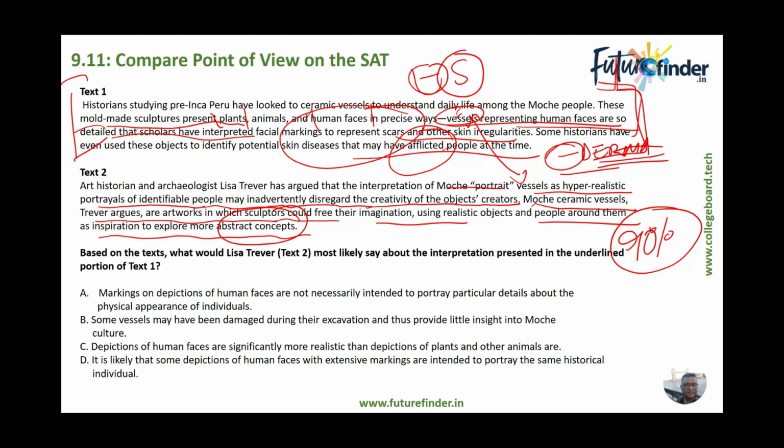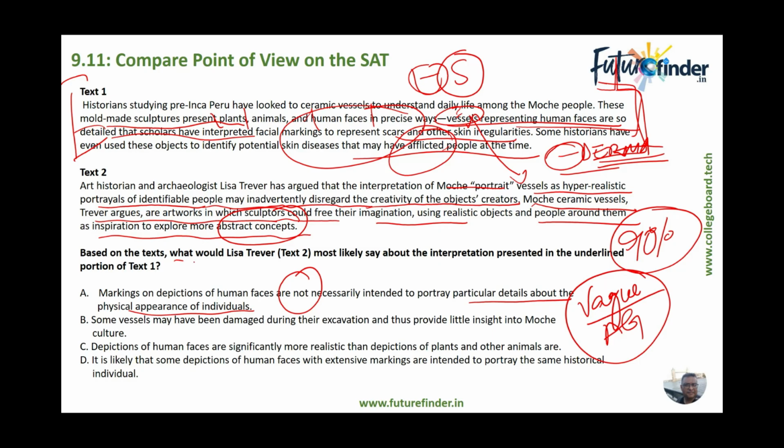So let's look at some things that we might have which are probably agreement or which are absolutely vague, right? So either absolutely vague or agreements is what we are going to cancel out first. So let's look at the first one. Markings on descriptions of human faces are not necessarily intended to portray particular details about physical appearance of individuals.